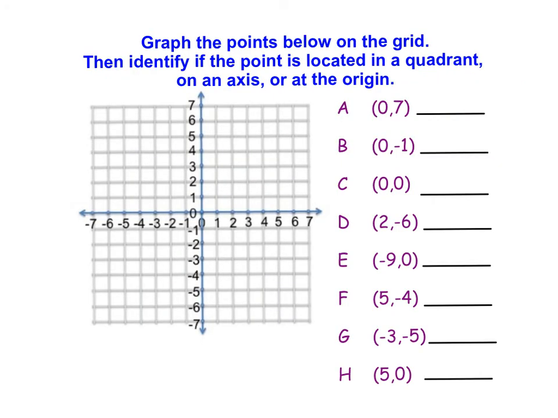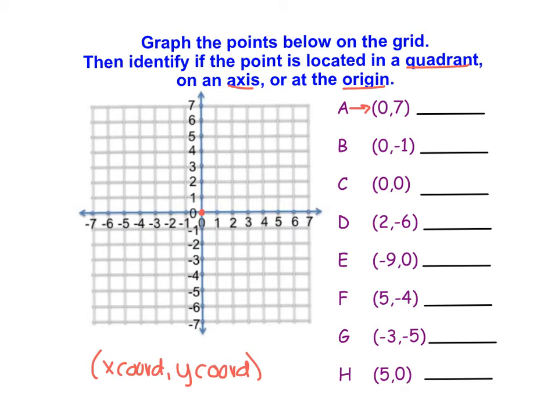So in this slide, we're going to practice plotting points using the coordinate plane, and then once we plot that point, identify its location, and it'll either be located in a quadrant, on an axis, or at the origin. So the first point we see here is point A, and that's the point 0, 7. Something you need to remember about a coordinate point is it's always going to be the x coordinate, comma, the y coordinate. And essentially what we need to do is find the x coordinate along the x-axis. So here we have x is 0, and then we'd move up to where y is 7.